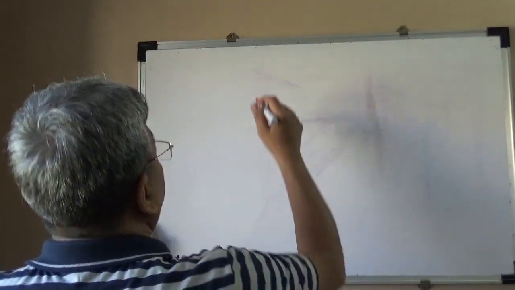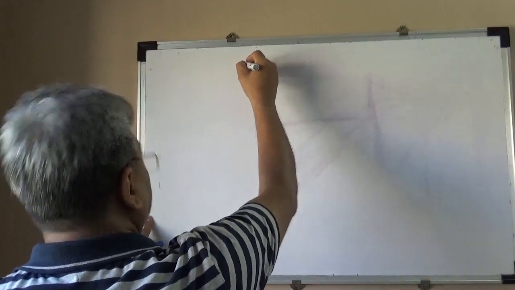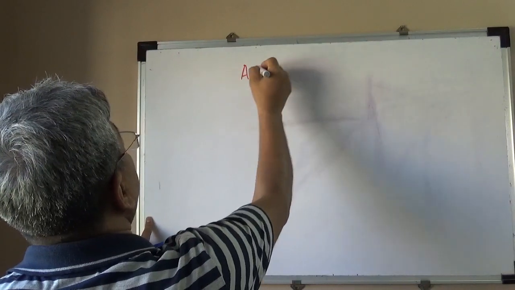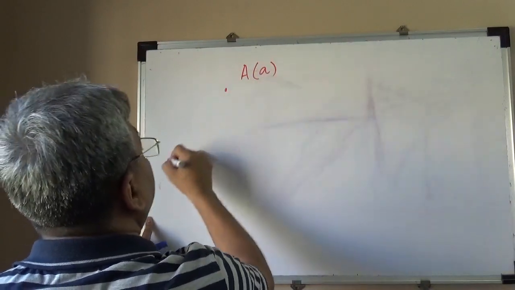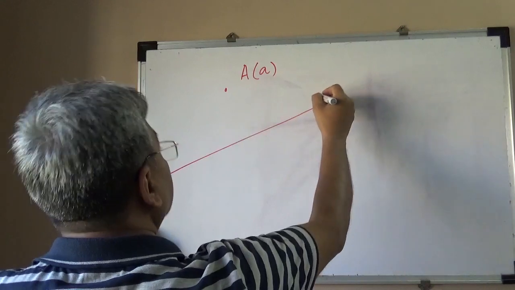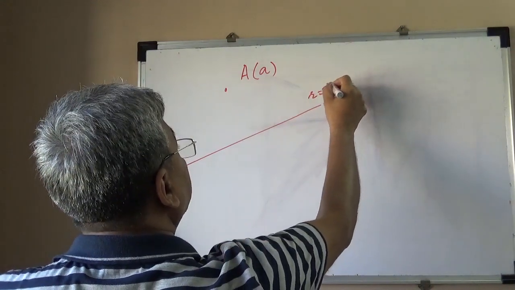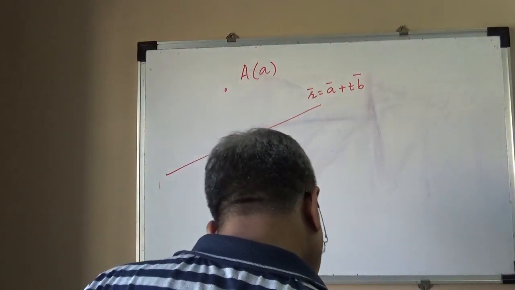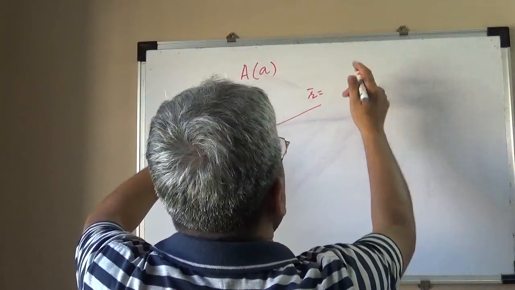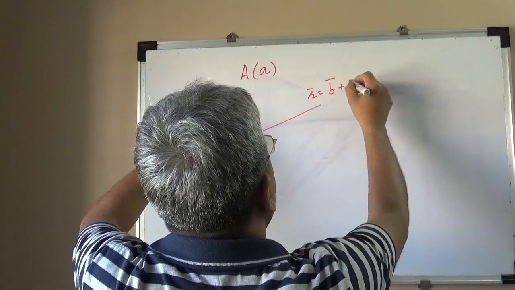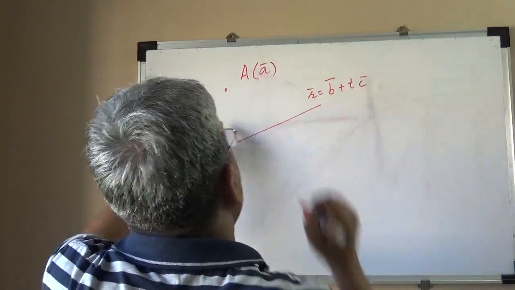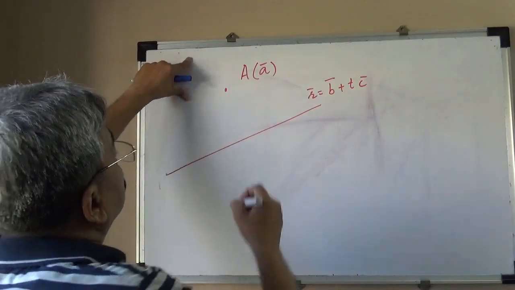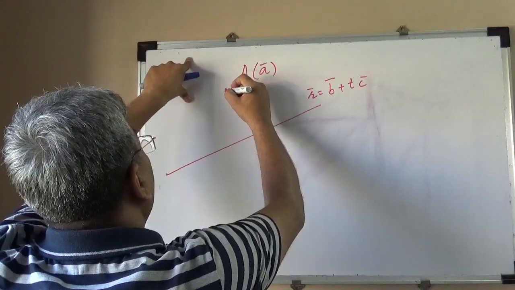So you have been given a point A whose position vector is A, and there is a line L whose equation is R is equal to A bar plus T B bar. Sorry, A is already used, so B bar plus T C bar. Okay, and now we are supposed to find the distance of this point from this line.